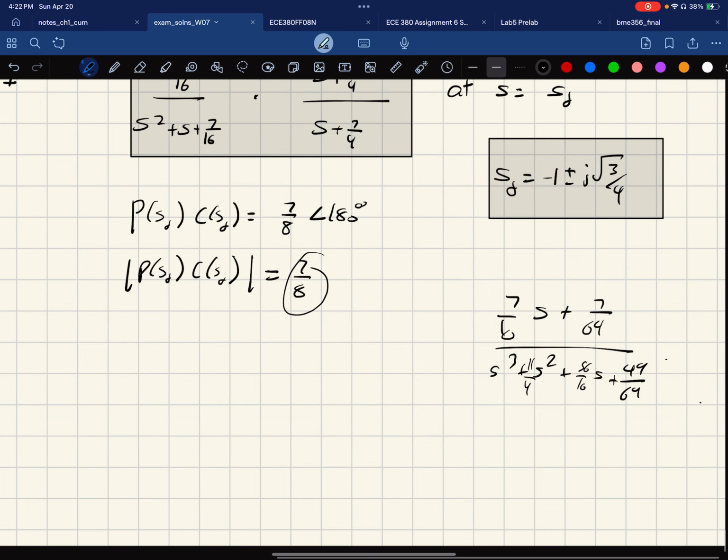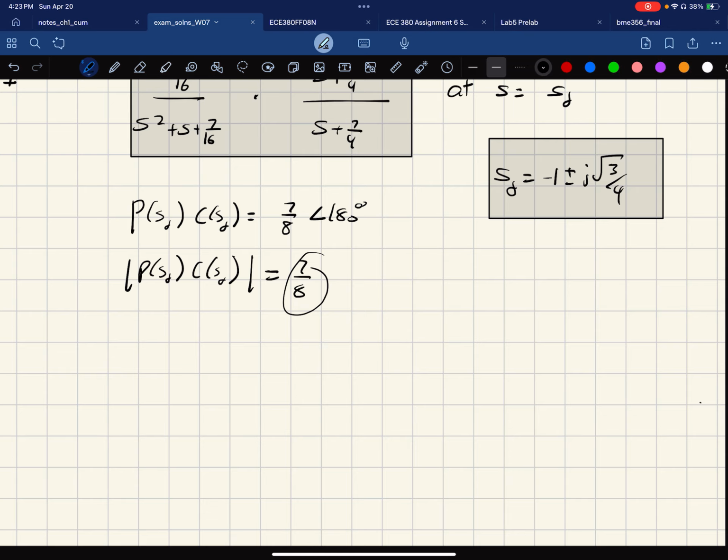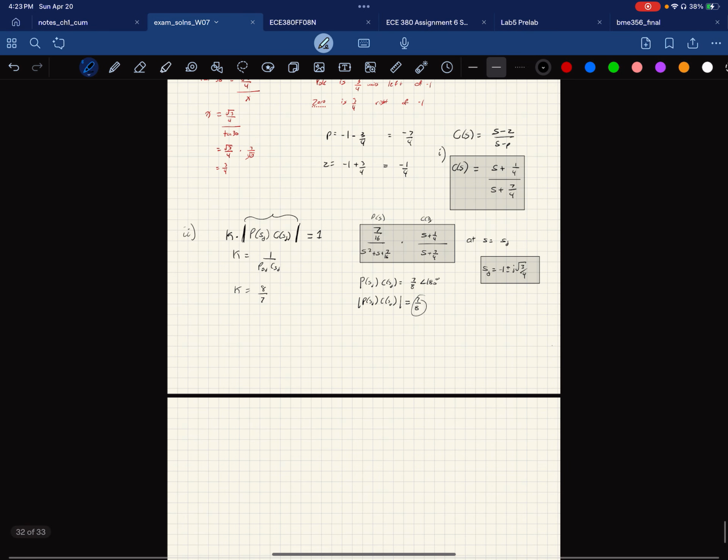This is pointless, unless you sub in s_d, multiply by the complex conjugates, get real and imaginary parts, and then do the square root of a squared plus b squared. But I'm literally not going to do that because I don't care. So K is equal to 8 over 7. And so finally, my compensator C(s) is going to be 8 over 7 as my gain times (s + 1/4) over (s + 7/4). That's my C(s).